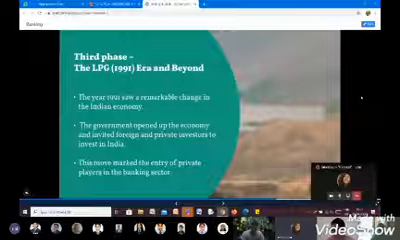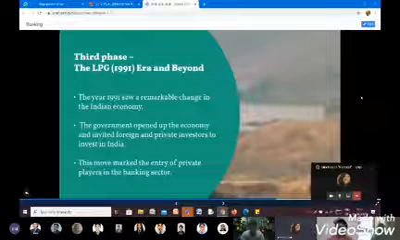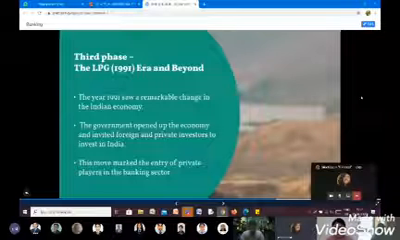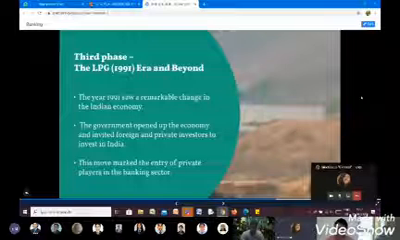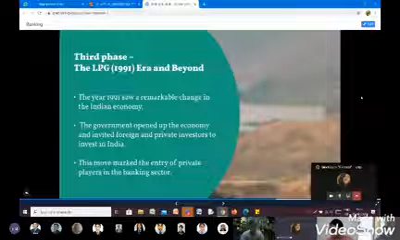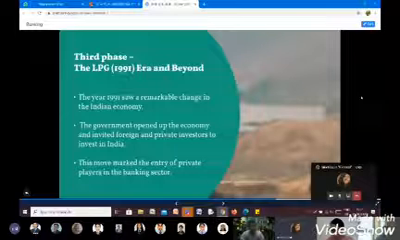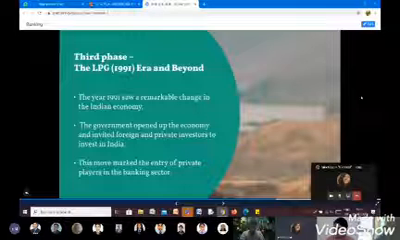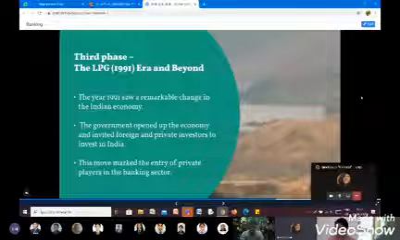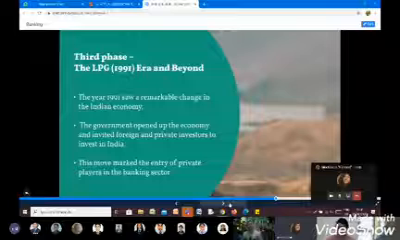So the last phase is the LPG phase and beyond. In the year 1991, there was a very remarkable change in the Indian economy. This was because the government had opened the economy and allowed foreign investors to come and invest in India, and this allowed private players to enter the banking sector.